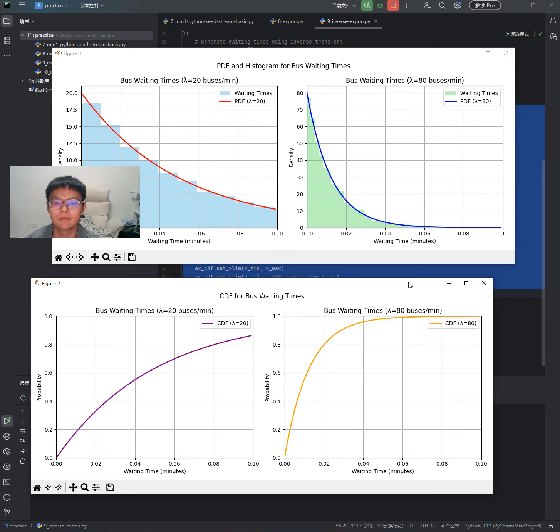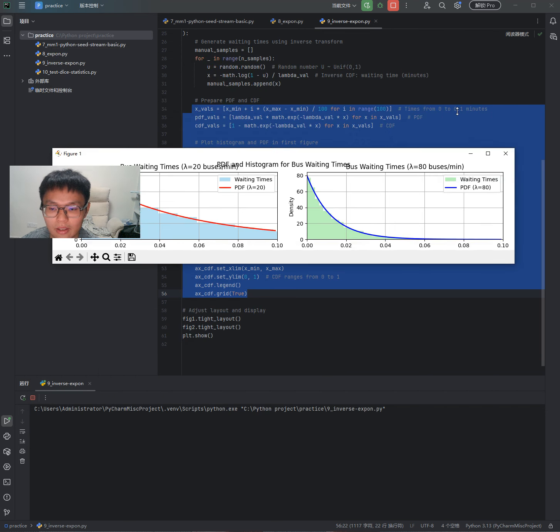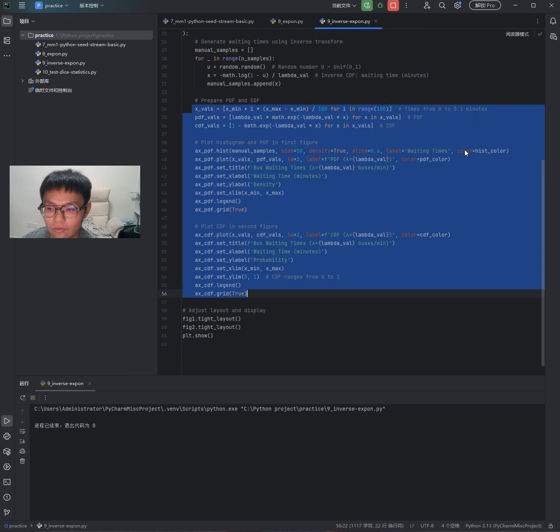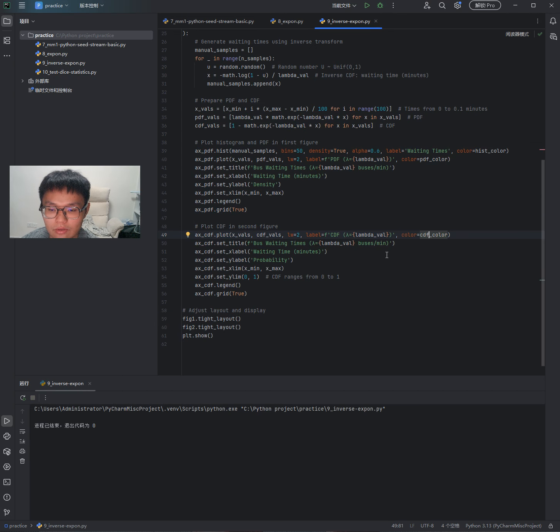So this simulation clearly shows how increasing the arrival rate lambda greatly reduces both the mean and the spread of waiting times. The inverse transform method gives us full control over the distribution.